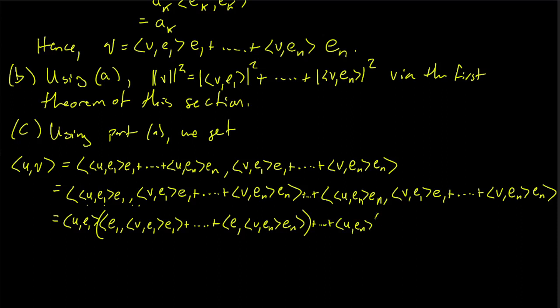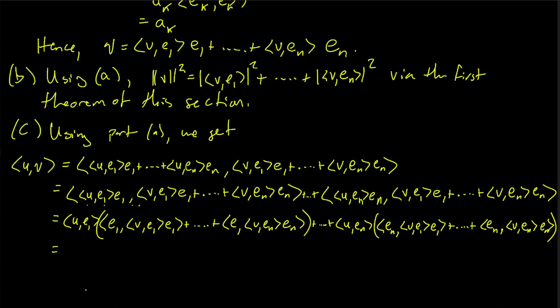I'm going to do the exact same thing. Inner product of EN with ⟨V, E1⟩E1 plus all the way down to the very end, inner product of EN with ⟨V, EN⟩EN. Bam. Wow, that took a long time.